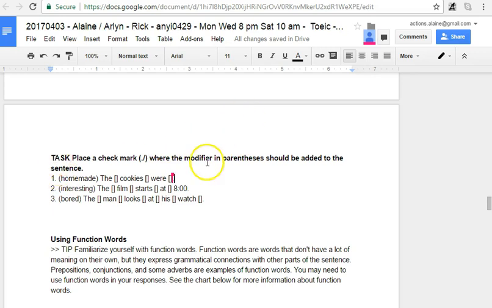So I believe that you are on page 20, right? All right, so for the activity, place a check mark where the modifier in parentheses should be added to the sentence. The instruction means you have to put this symbol if you think that this is the correct place where you need to put the modifier. So could you please do exercises 1 to 3?